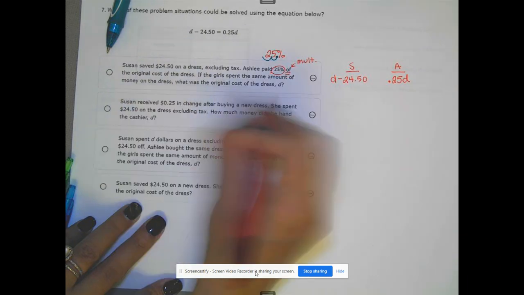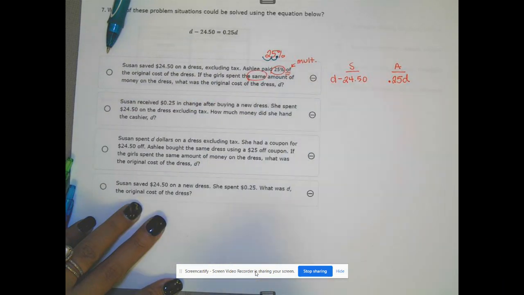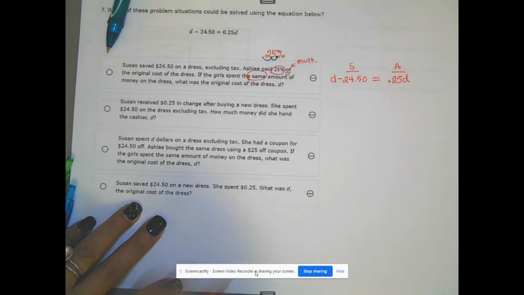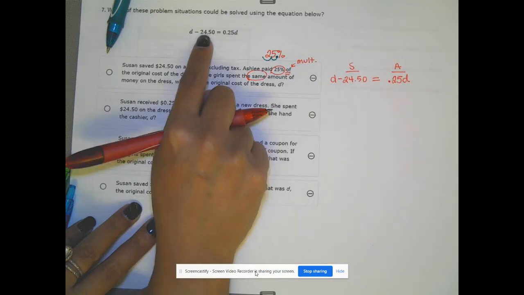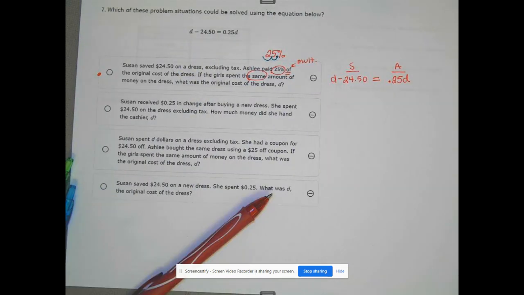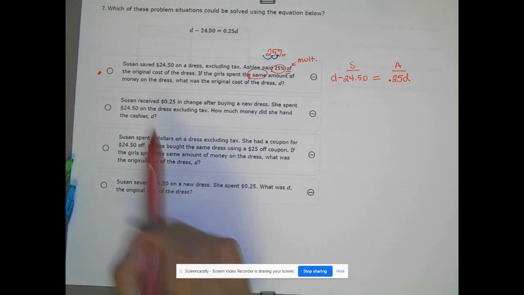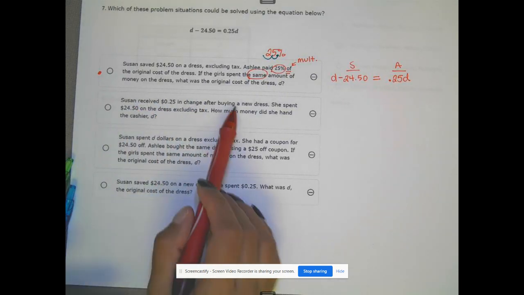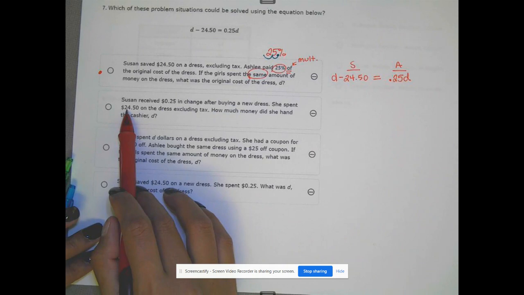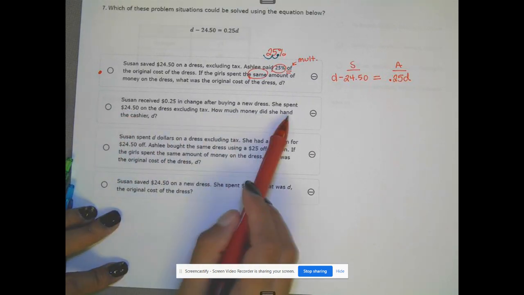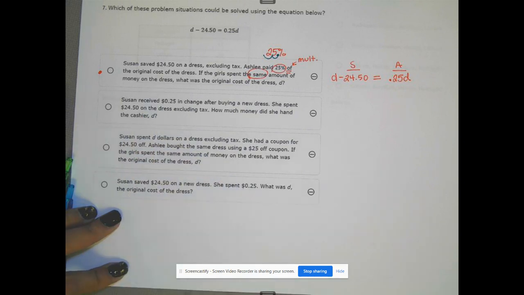And then it says they spent the same amount of money, and "same" is going to mean equal. So does this situation match? It does look pretty close. The next answer choice, Susan received 25 cents in change after buying a new dress. She spent $24.50 on the dress, excluding tax. How much money did she hand the cashier?